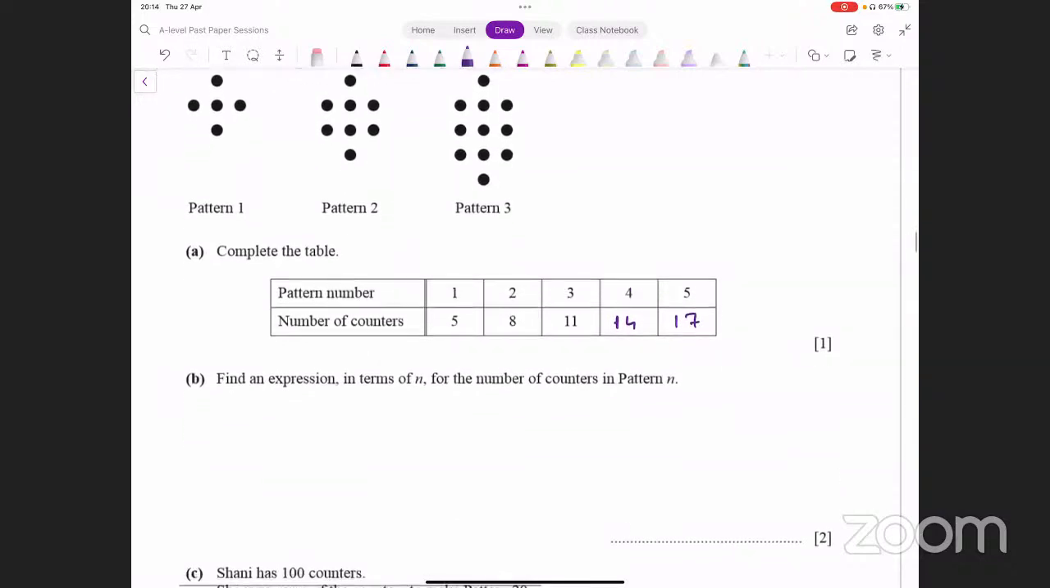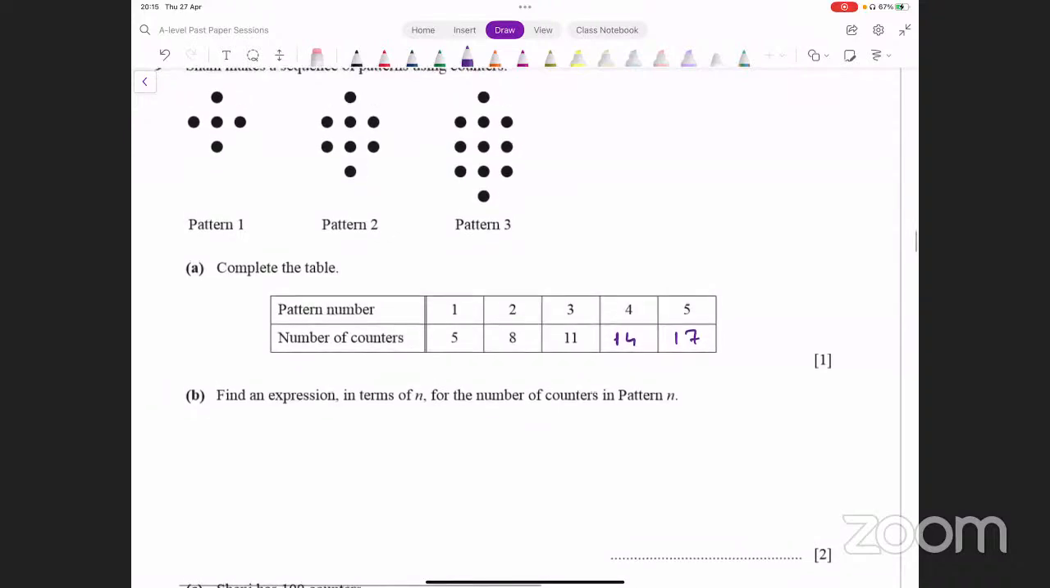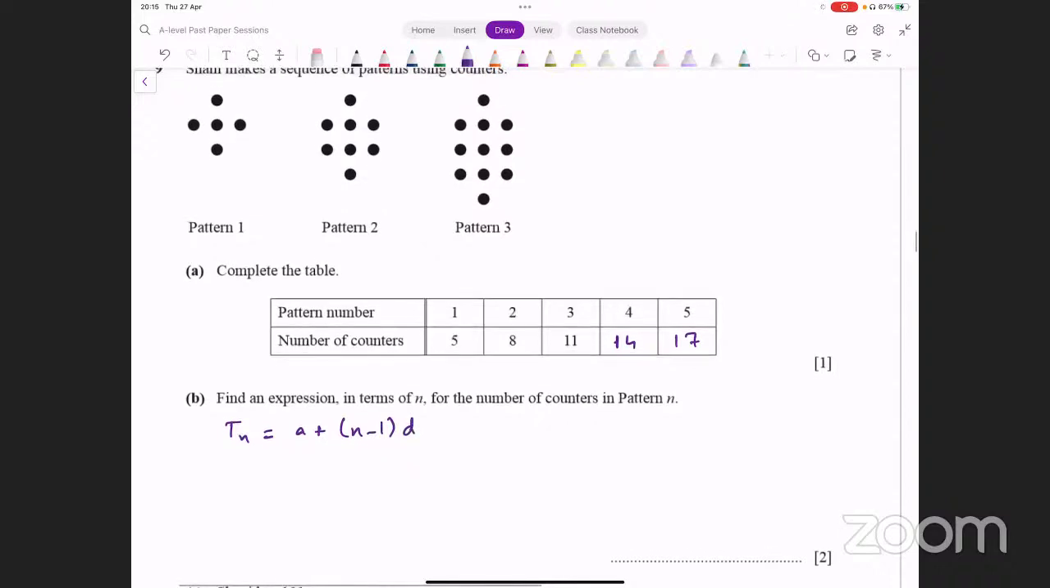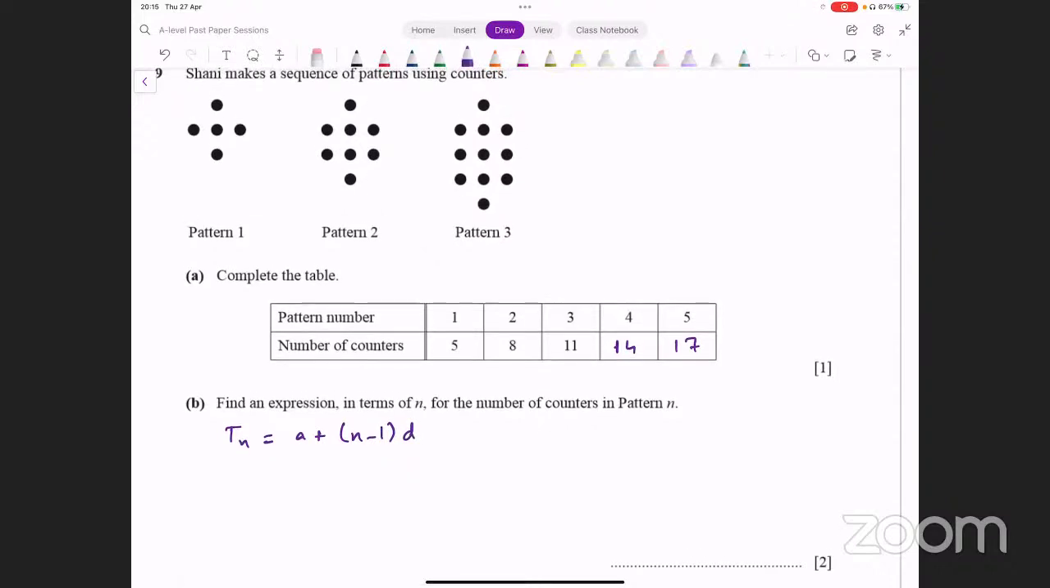And the second part, it says, find an expression in terms of n for the number of counters in pattern n. तो आपको nth term formula अब figure out करना है इसमें. ठीक है, आपको nth term formula चाहिए. It's a linear sequence. Linear sequence में nth term formula क्या होता है? It's a plus n minus 1 times the difference, right? A is the first term. That's 5 here. And D is the difference. The difference is 3. Just input values in this and see what that gives you.